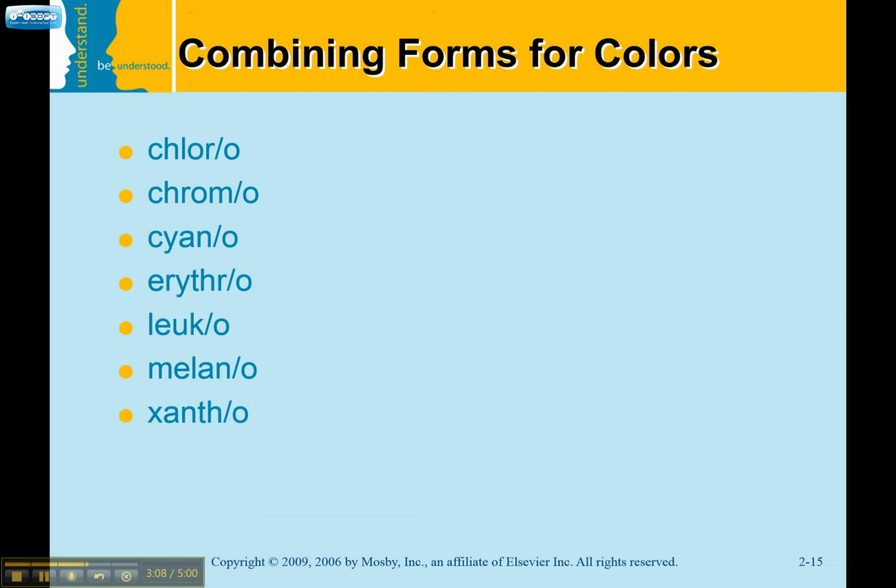Here are different combining forms for colors: chloro, chromo, cyano, erythro, leuco, melano, and xantho. Please be sure you know which term goes with which color, because you will have to do that.